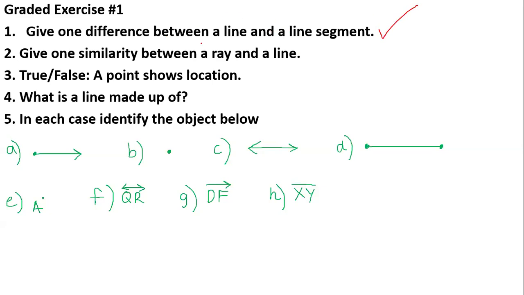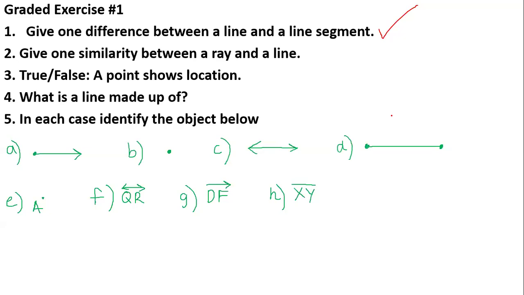Okay, give one similarity between a ray and a line. What is the similarity between a ray and a line? Go ahead, Rodrigo. A ray goes on forever whilst a line does the same. In one direction. You have to say in one direction, because a ray doesn't go on in both directions. For number 2, I said both have at least one side extending out forever. That's correct. Anyone else want to answer number 2?